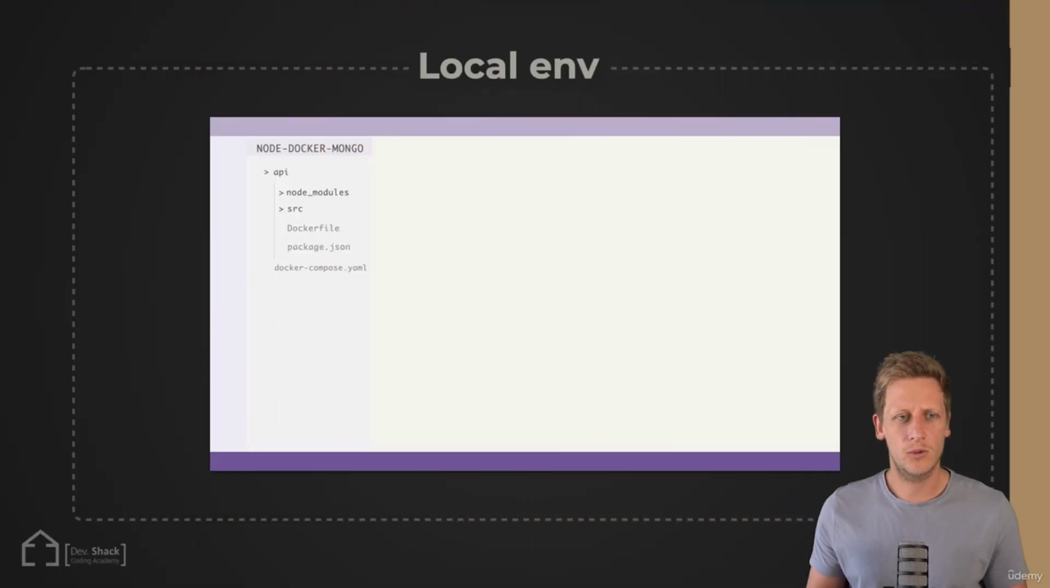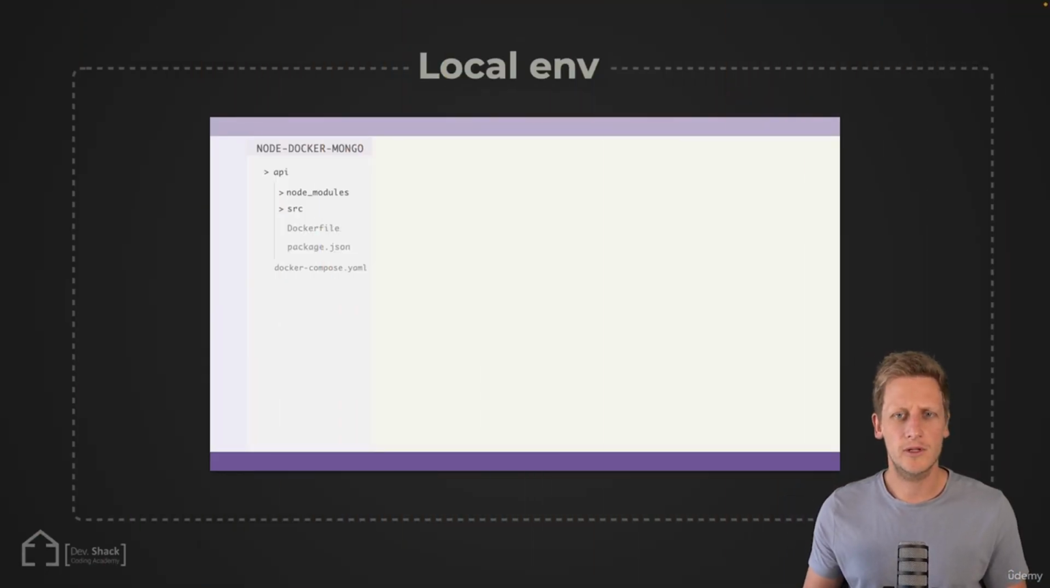If we take a look at a quick diagram here, we have our local environment, which again is our host computer that we're working on. And we've set up our project here, this Node Docker Mongo project. And this project has two items in its root folder. And the first one is our Express API, which is a folder that contains all our files and folders for our Node application.